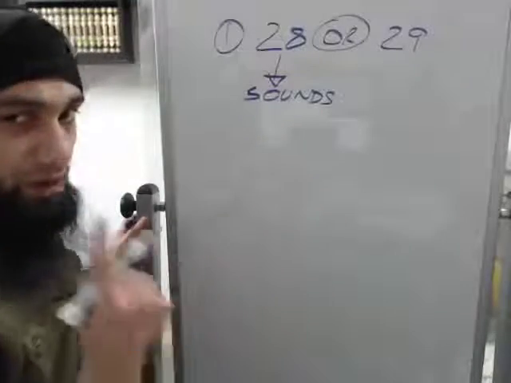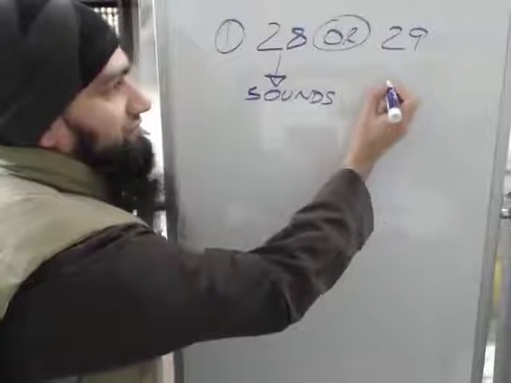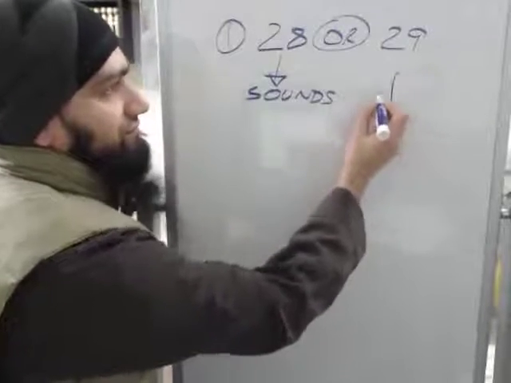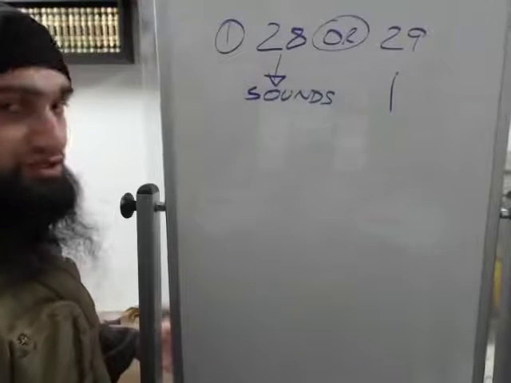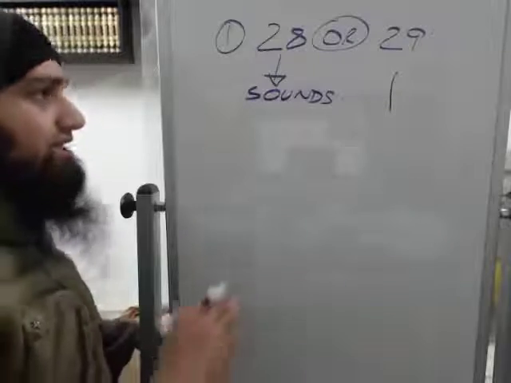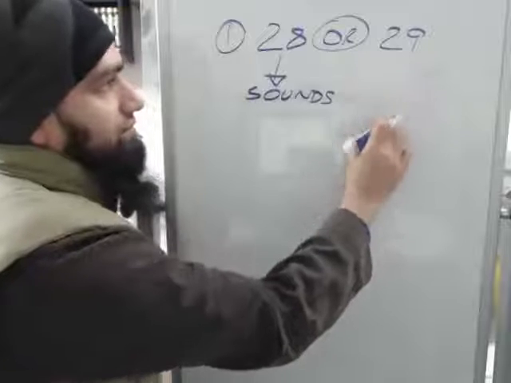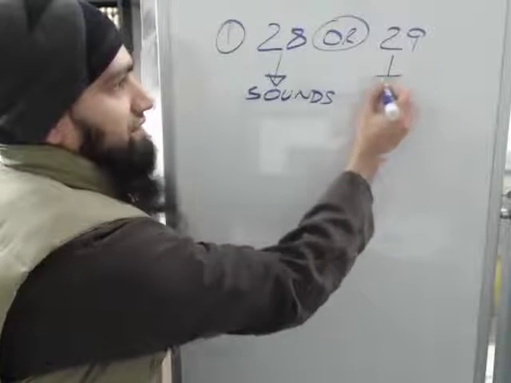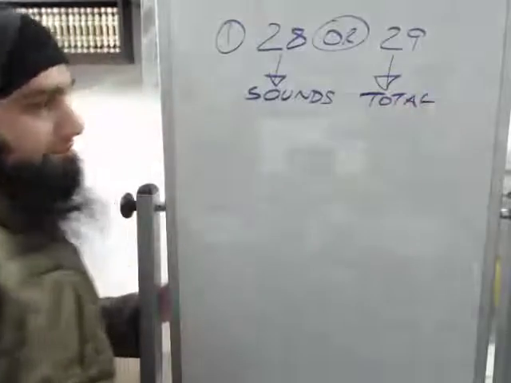And by the way, the one letter that does not have a sound, that is the first letter in the Arabic language, which is alif. Alif, which looks like that. Okay, so this is the first thing you need to understand. There are 28 letters that have sounds, but in total, 29.